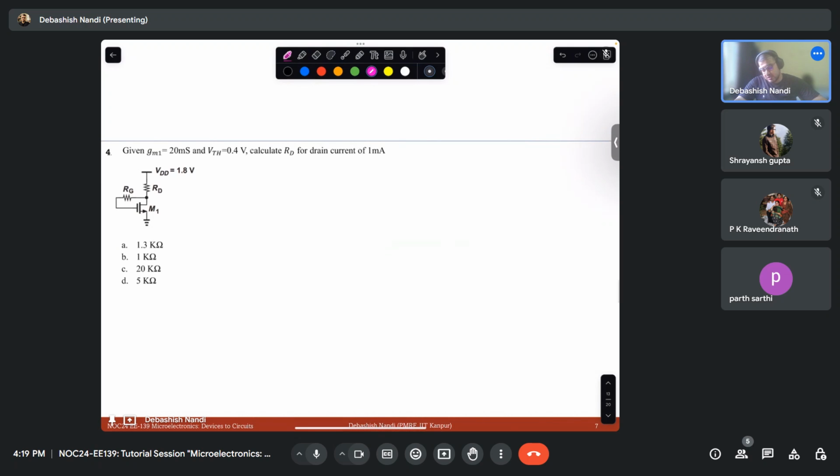Okay, so in this case, GM1 is given as 20 millisiemens. VTH is given. By the way, is VTH a large signal parameter or a small signal parameter?